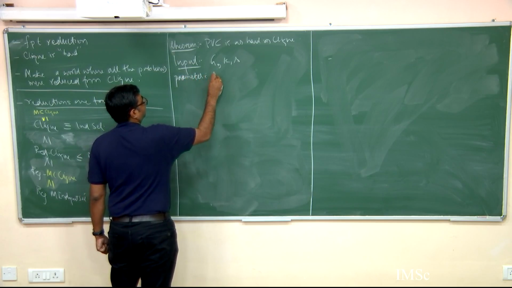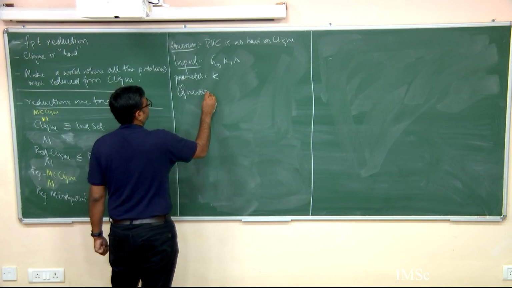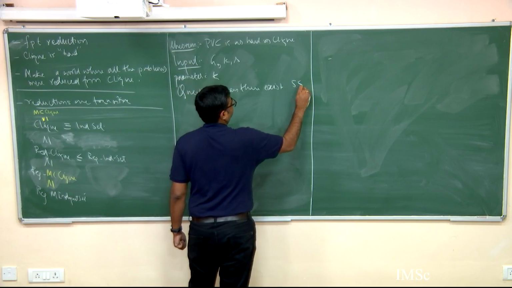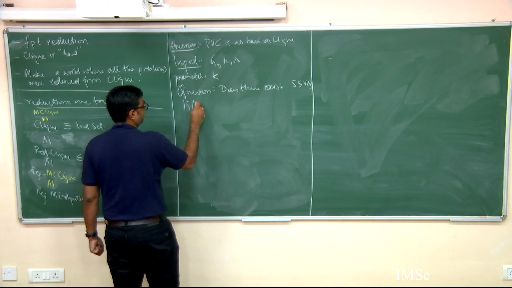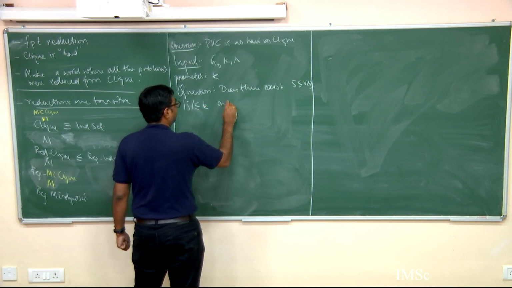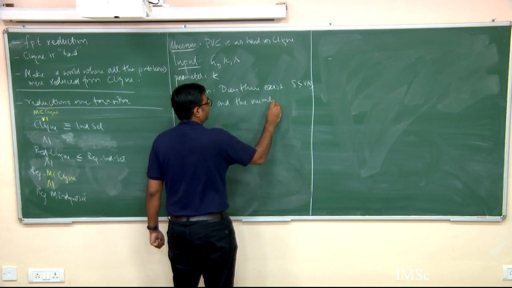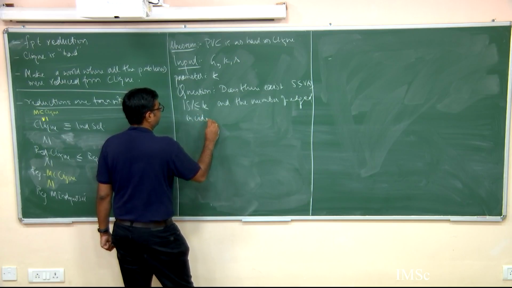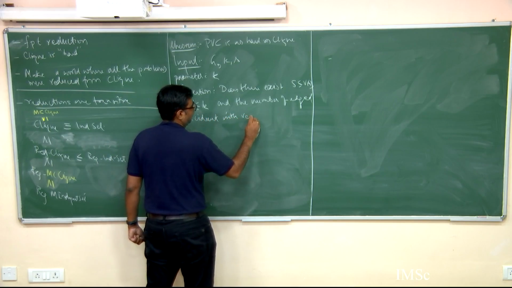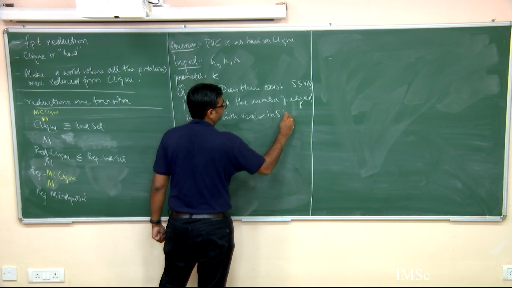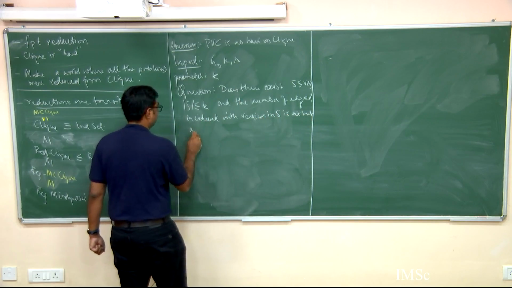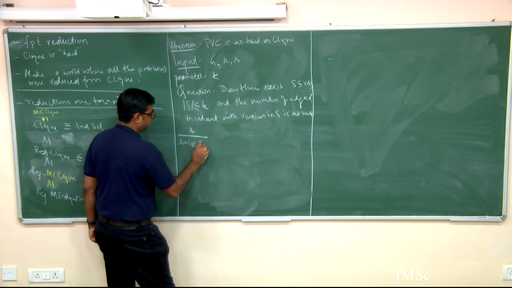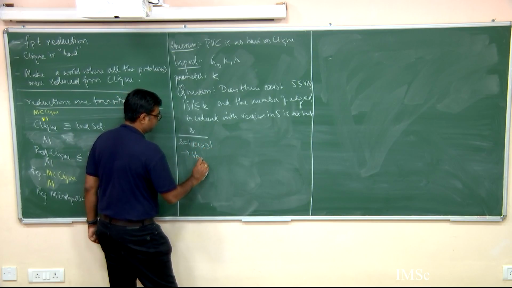Parameter was K, and the question was, does there exist S subset of V(G), |S| is bounded by K, and the number of edges incident with vertices in S is at least little s? So if you notice, when S equals V(G), this is nothing but the normal vertex cover.